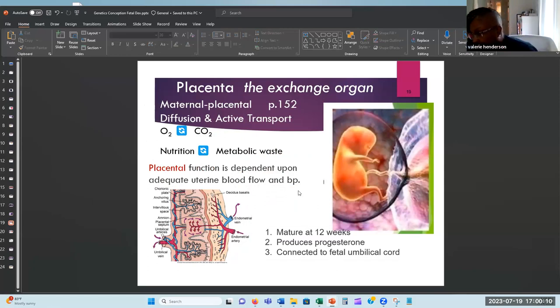Placenta produces progesterone and estrogen, and the human chorionic somatomammotropin, okay, for breast growth. So the placenta is dependent upon adequate uterine blood flow and blood pressure. So if mother's in a bad position and reduces her blood flow, if she has low blood pressure or low blood volume, during a contraction, the blood flow is reduced.